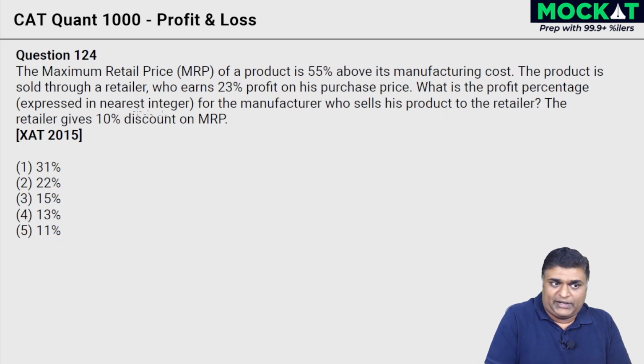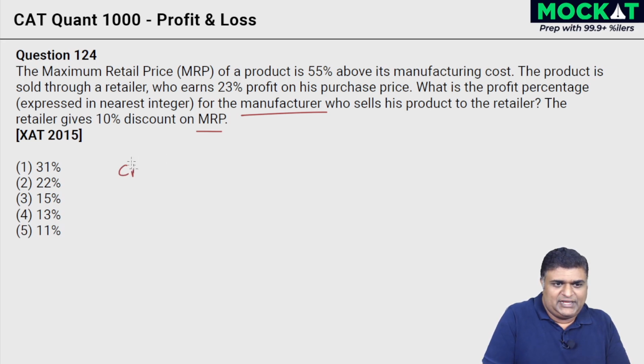On to question 124. The maximum retail price of a product is 55% above its manufacturing cost. Okay. The product is sold through a retailer who earns 23% profit on his purchase price. Fine. What is the profit percentage expressed in the nearest integer? You might have to approximate for the manufacturer. Okay. Not for the retailer who sells this product to the retailer. The retailer is giving a 10% discount on MRP.